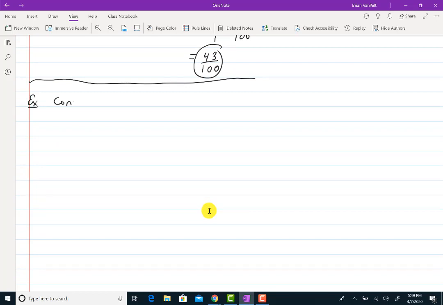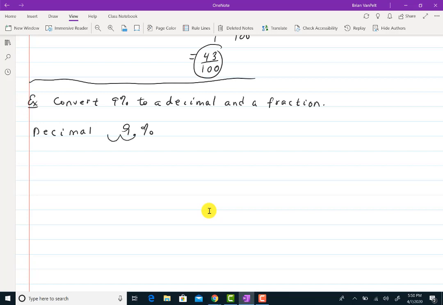So convert 9% to a decimal and a fraction. So we'll start with the decimal. And think of this as 9%. As I said, I mentioned move to the left 2 places. And anytime you have a blank spot like that, you need to put the 0 in there. So I'll get 0.09 will be my decimal.